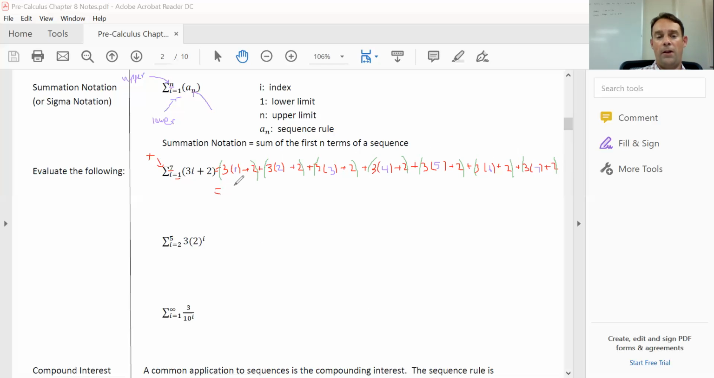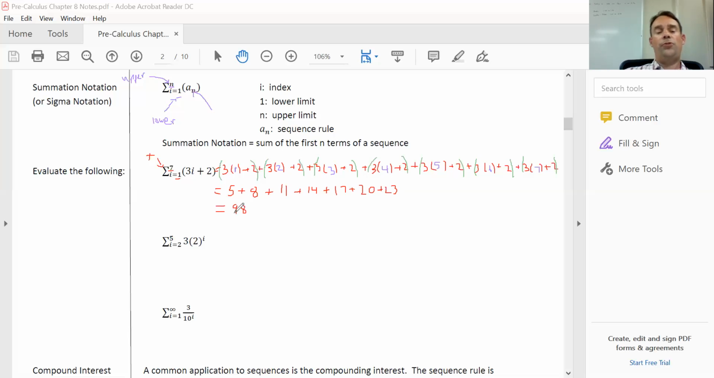So if I add them all up, I get 5 plus 3 times 2 is 6 plus 2 is 8 plus 11. And notice we're going to have 7 values because I went from 1 to 7, 7 values. 14 plus 17 plus 20 plus 23. So there's all my values, and the summation just says add them all up, and we end up getting 98.